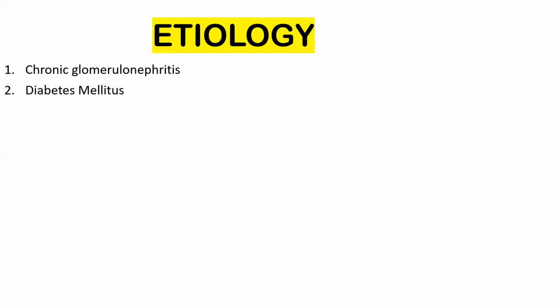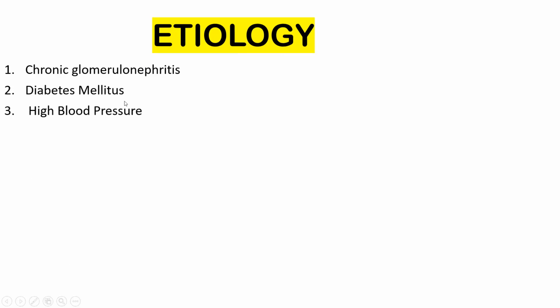There are a lot of reasons, a lot of causes. I have given you 11 causes, I think. Out of those 11 causes, the most common is diabetes mellitus. If someone has diabetes, there is a very high chance of developing chronic kidney disease. You have seen chronic glomerulonephritis also, but that is not that common. The main common one is diabetes mellitus.